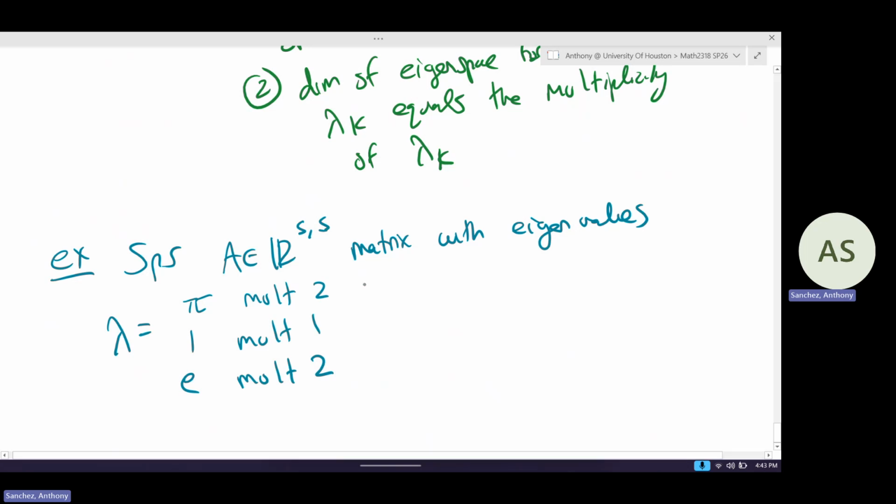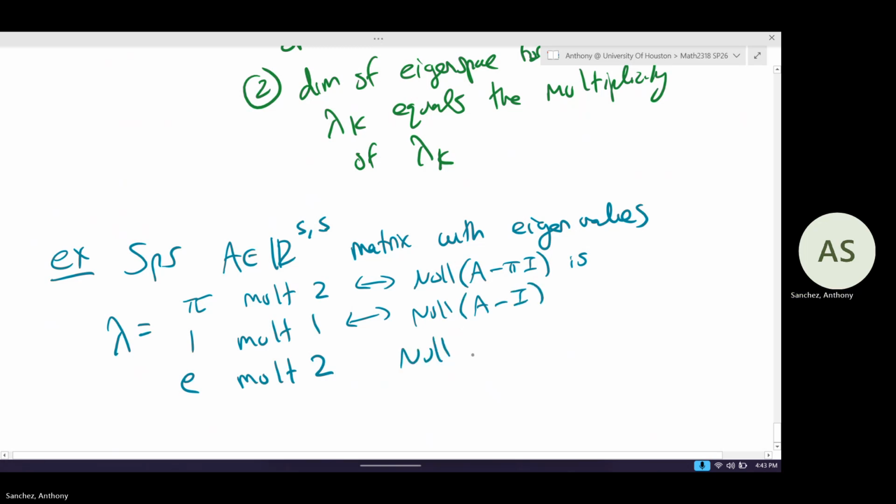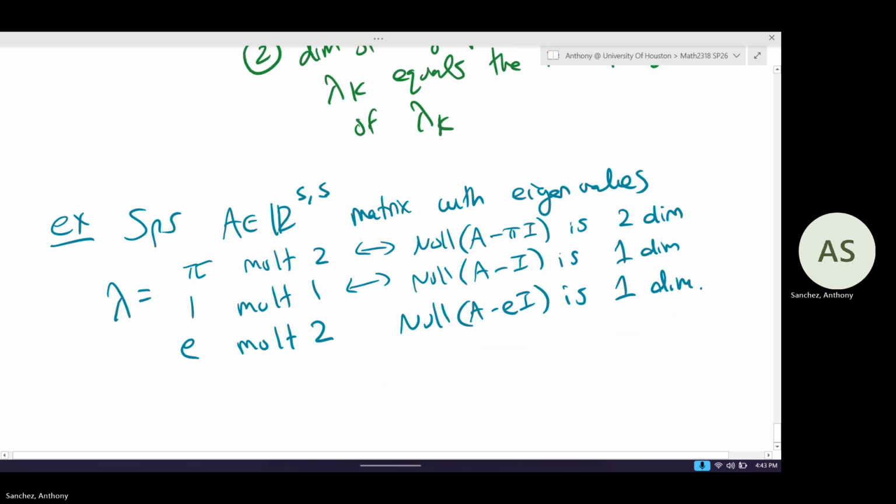All right, and now I'm going to suppose that the null space of A minus pi I, and I'll kind of write them all down all at once, is two-dimensional, one-dimensional, and one-dimensional. Is A diagonalizable?